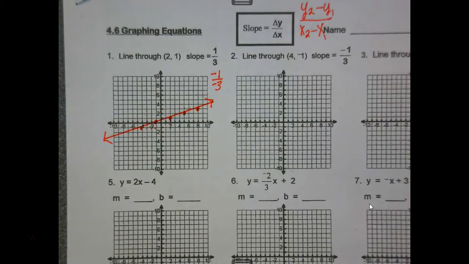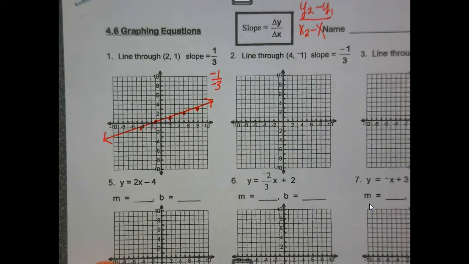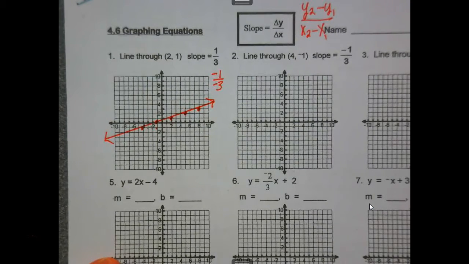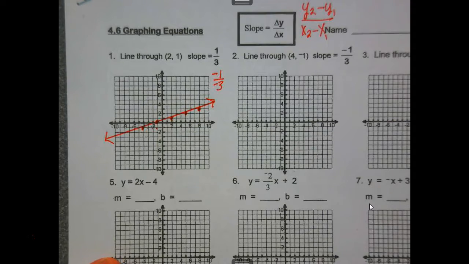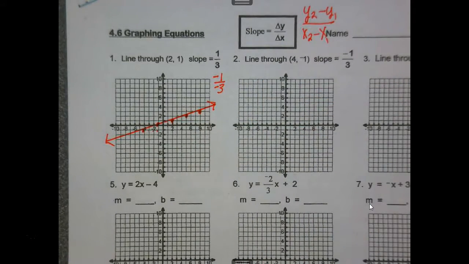Huh? Up 1 over 3. I'm not sure what you're talking about, Burgess. Oh, this point is 8, 3. Yep. Sorry.